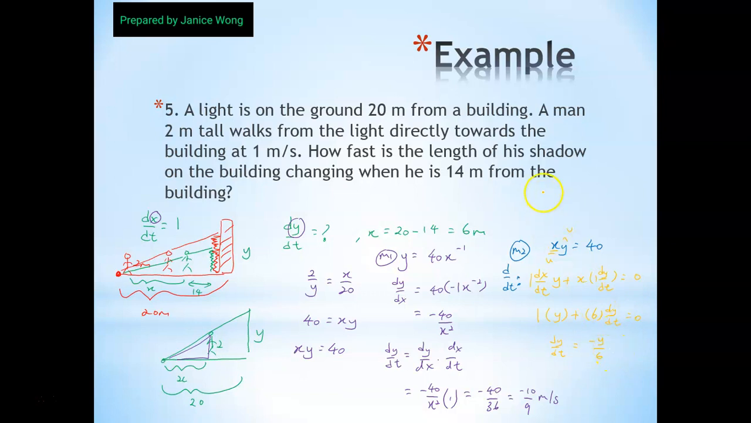We need y value. So when x equals to 6, xy equals to 40. y will be equals to 40 over 6. So substitute, it will be negative 40 over 6 times 1 by 6. That is negative 40 over 36. See, we get the same result, negative 10 by 9.